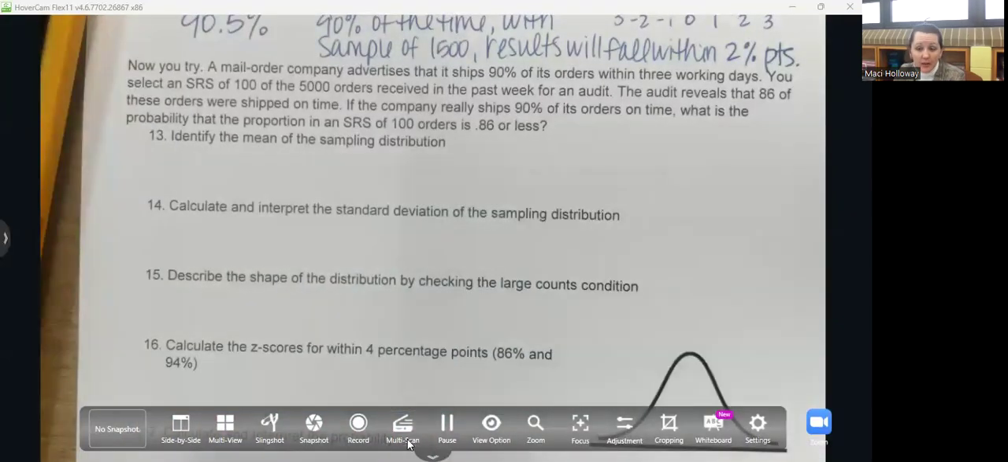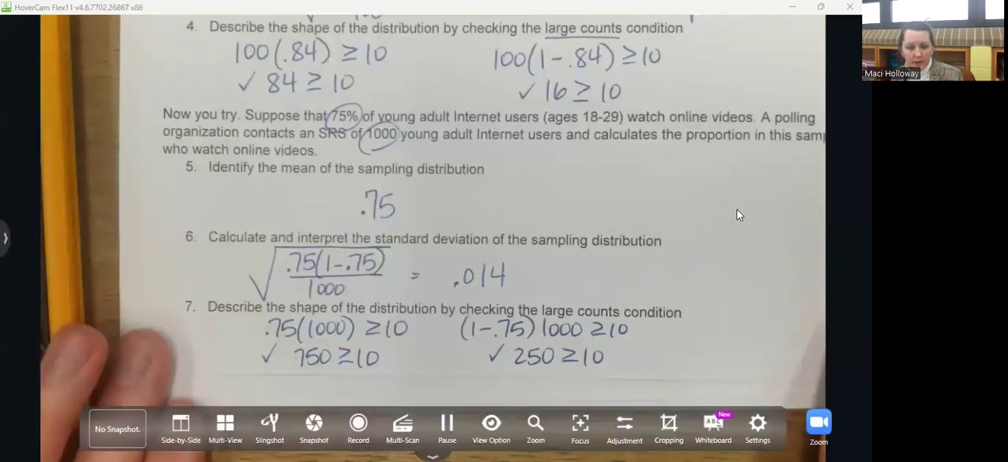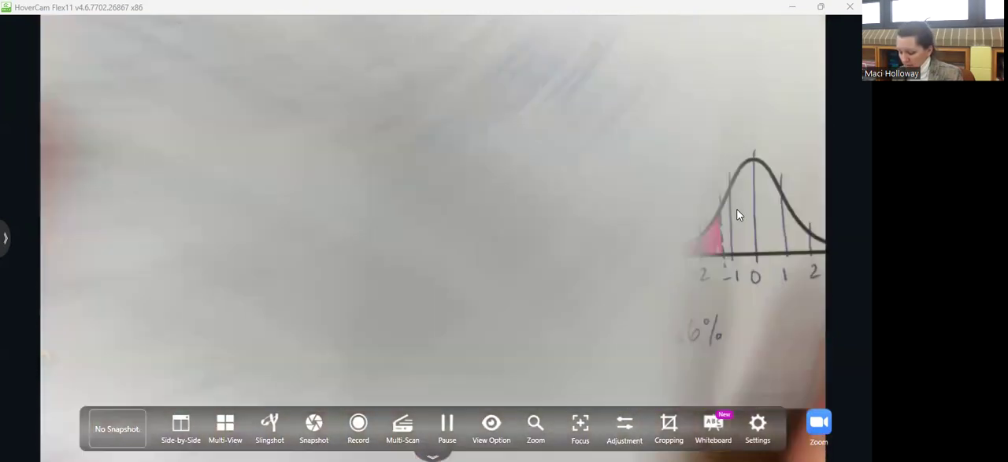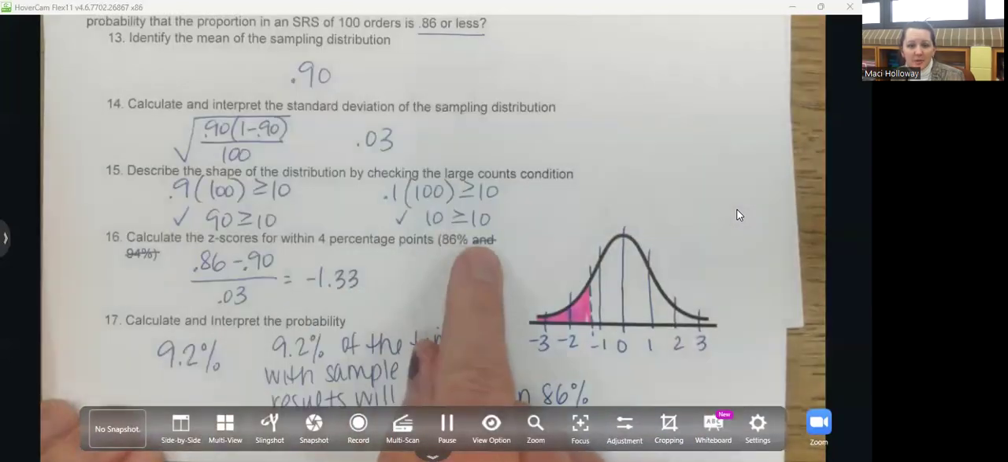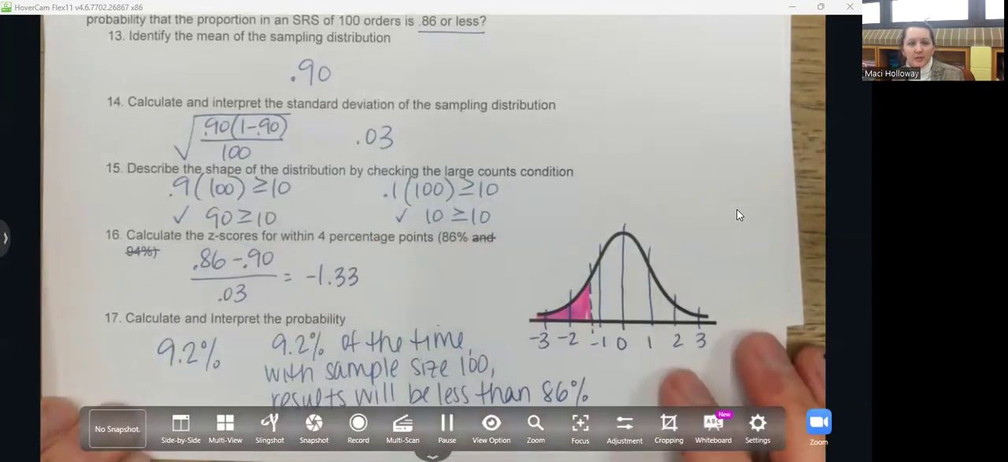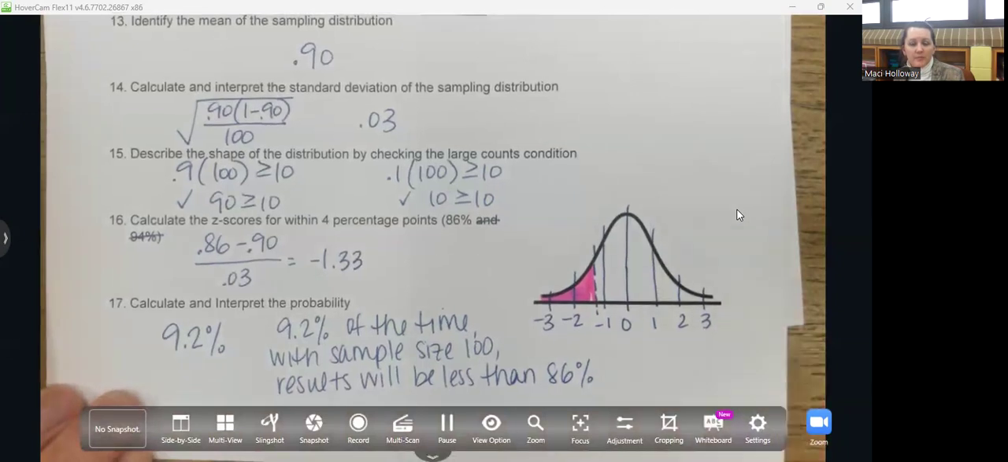You go ahead and pause the video and try the Now You Try here, and I will shortly go ahead and give you the answers to those. So go ahead and pause the video, do both you tries, and then come back. All right, here are the answers for the first page. You can check yourself. And then the answers for the back page here. Notice it says 86 or less, so you can disregard the 94% there. So check your answers. All right, you do have a practice page that we'll check together on Friday, so good luck.